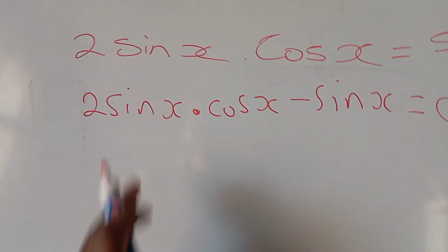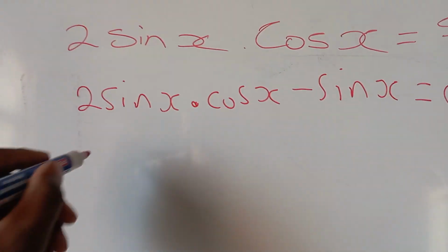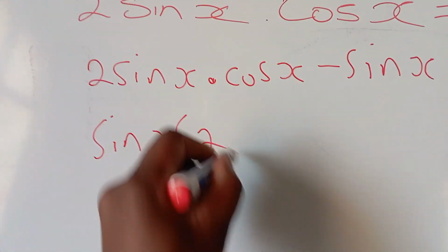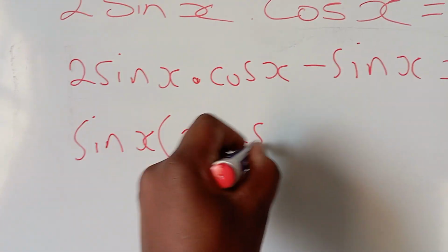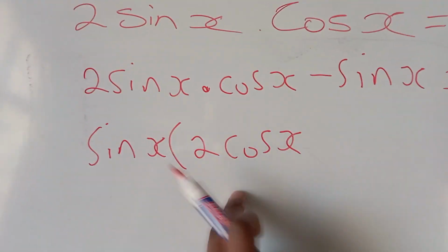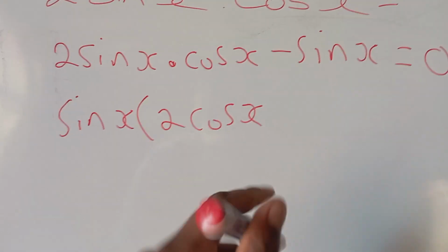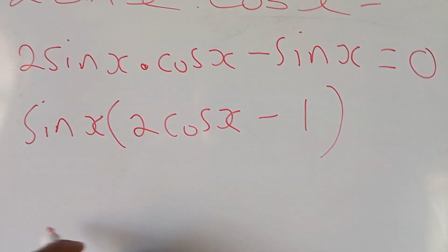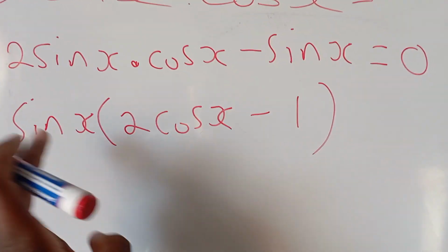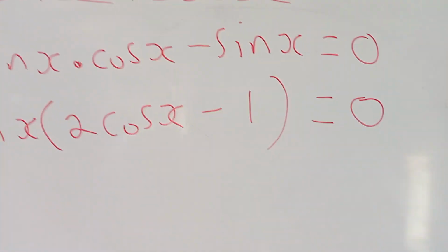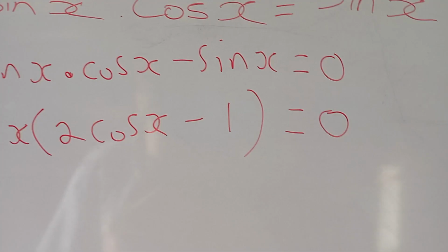So now sine x and sine x are common here. You can say sine x, then it's going to be 2 cos x. Sine x times 2 cos x gives you 2 sine x cos x, minus 1. Sine x times minus 1 is going to give you minus sine x is equals to 0. So equate everything to 0.